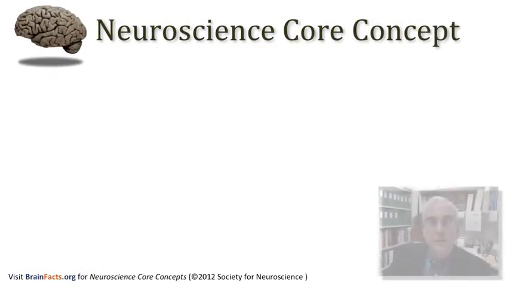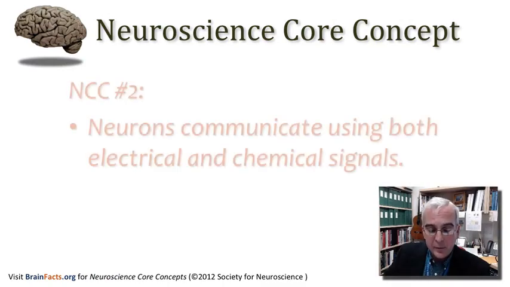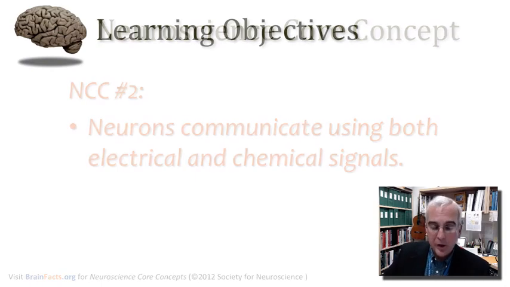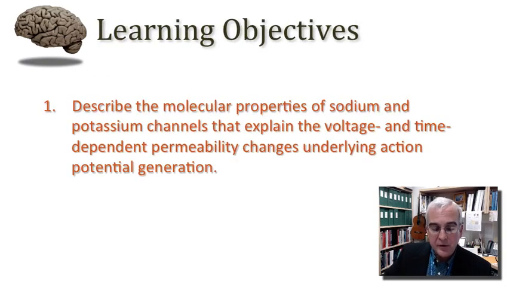All of this relates to one of our neuroscience core concepts, the one we've been focusing on: neurons communicate using both electrical and chemical signals. So we continue to talk about the electrical signaling activity of neurons, and very soon we'll be moving in to talk about the chemical signals. Well, for today's session, we have some learning objectives.